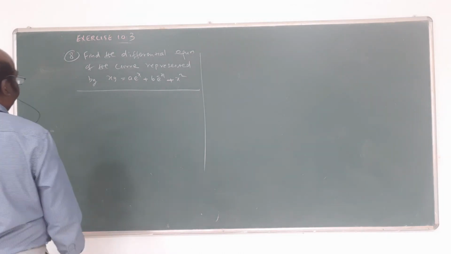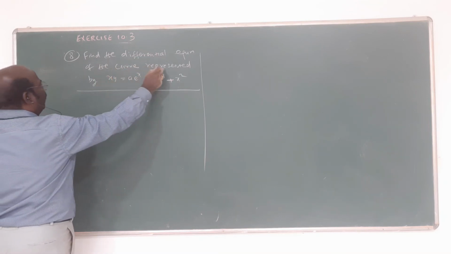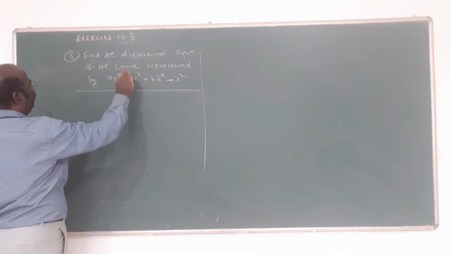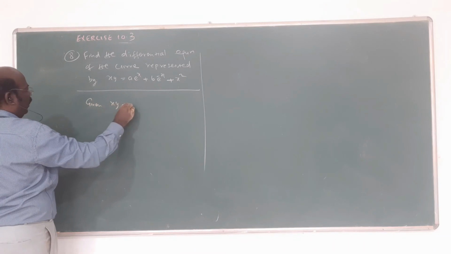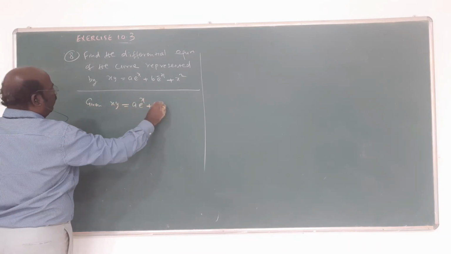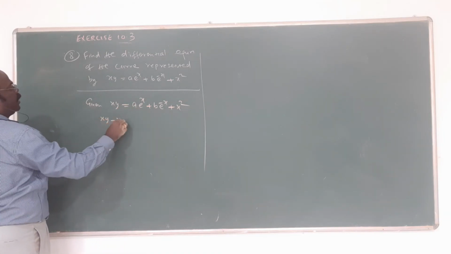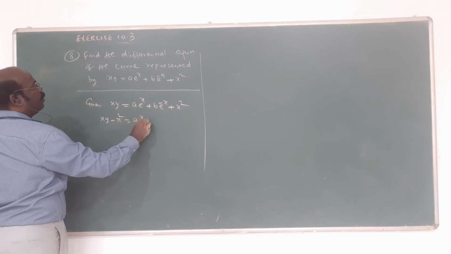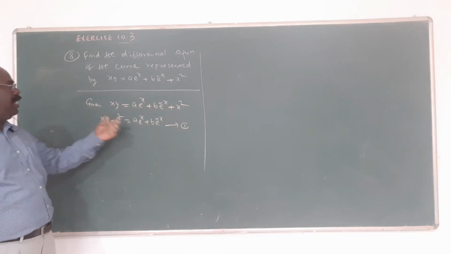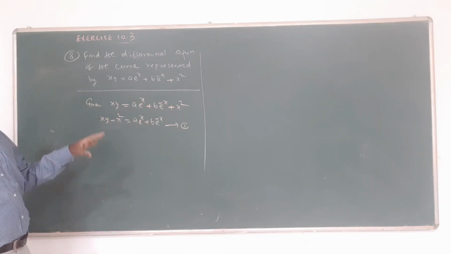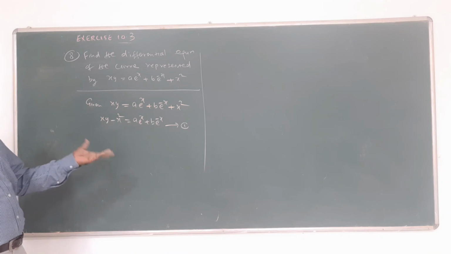Now listen here. Find the differential equation of the curve represented by xy equals a e^x plus b e^(-x) plus x². What is given: xy equals a e^x plus b e^(-x) plus x². Now, on this side, xy minus x² equals a e^x plus b e^(-x). This is the first equation. Here a and b are arbitrary constants, that's why we differentiate two times and eliminate a and b.